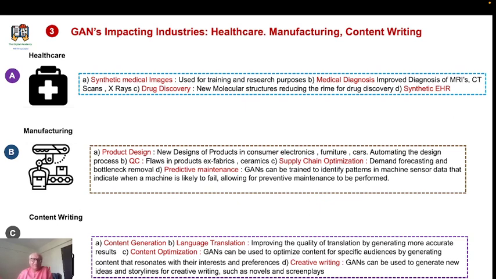Creative writing and content writing is not an industry that is generally talked about, but GANs have a very profound impact on the content writing industry in terms of content generation.